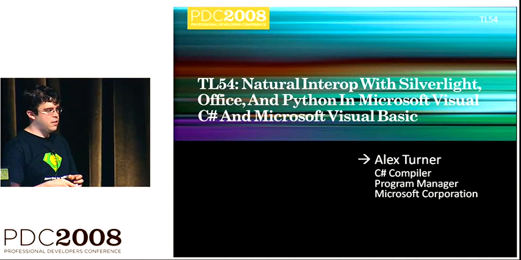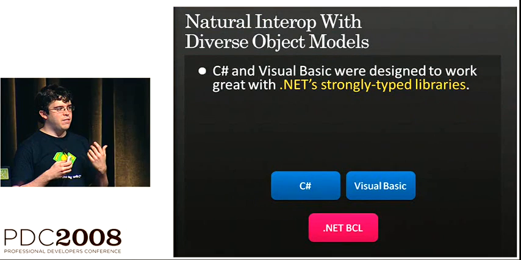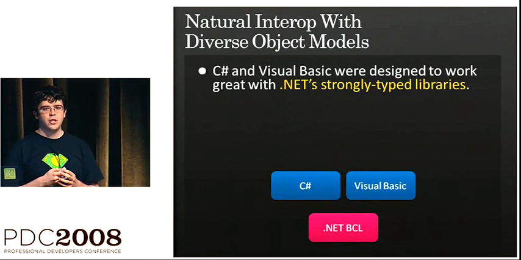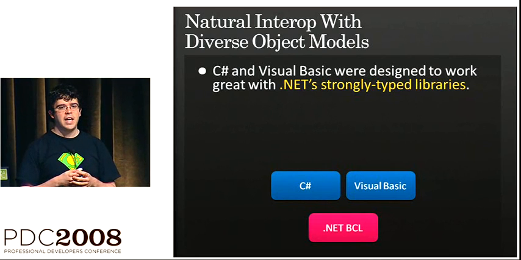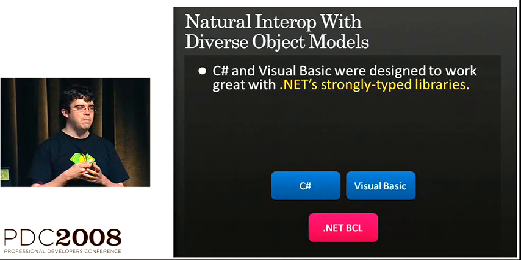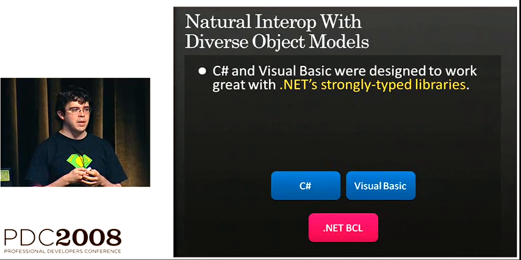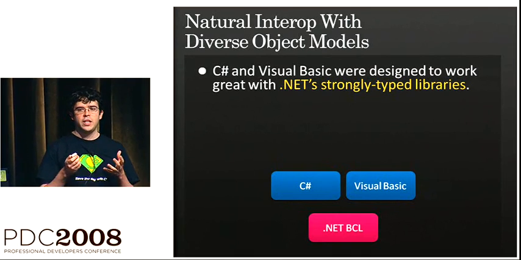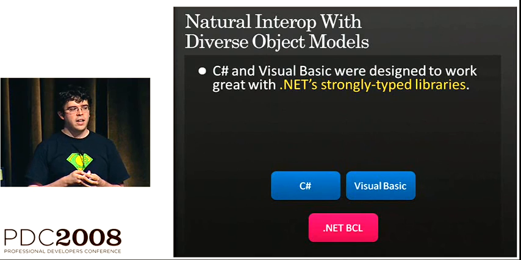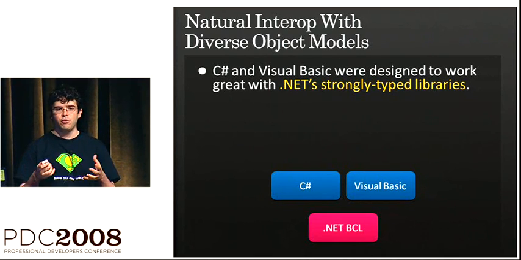And the best way I have to present this idea of natural interop is to look at a history of C# and VB. Looking back, C# and Visual Basic, Visual Basic.NET at least, came about at the same time as the .NET platform was coming about. And it was really about having an awesome way to manipulate, consume, and produce strongly typed libraries. And this is really what these two languages have come to excel at and have grown into.